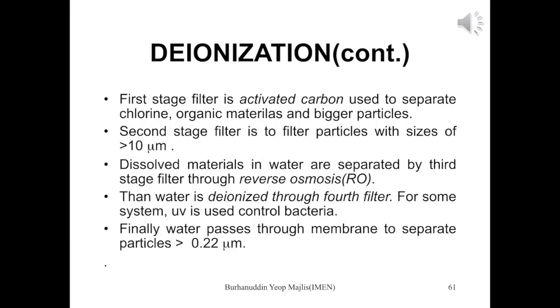The first stage of the filter is activated carbon, used to separate chlorine, organic material, and bigger particles. The second stage is to filter particles with sizes greater than 10 micron. Dissolved material in water is separated by the third stage filter through reverse osmosis, or RO. Then the water is deionized through the fourth filter. For some systems, UV is used to control bacteria. Finally, water passes through a membrane to separate particles greater than 0.22 micron.